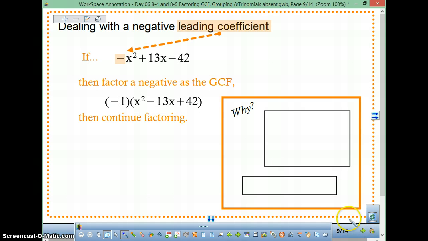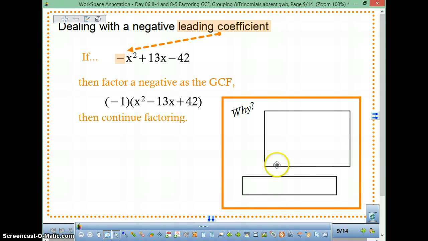One more thing you need to learn. If you have a polynomial that's written in descending order, and the leading coefficient is negative, maybe there's just a negative sign, or maybe there's a negative 2 or a negative 3, then you need to factor out the negative sign with your GCF. You might have to just factor out a negative 1. So this is the same thing as this. What changed? Can you see that all the signs inside the polynomial changed when we took out a negative 1?